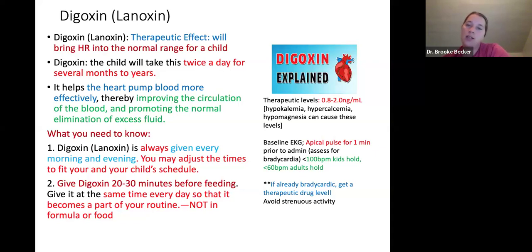Before starting digoxin, there needs to be a baseline EKG, and then every time you give digoxin, you have to get an apical pulse, so listening to the heart for a full minute, prior to administering, and also blood pressures. If less than 100 beats per minute for kids, then you're going to hold the digoxin, and if it's less than 60 for adults, you're going to hold it. Okay. If they're staying bradycardic, then you're going to want to draw a drug level. Okay.